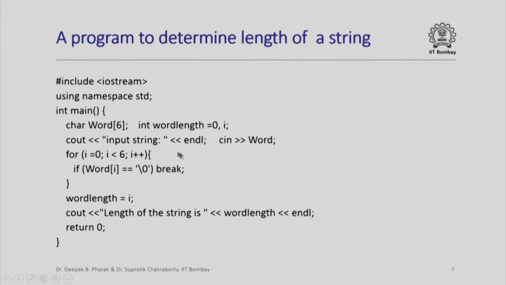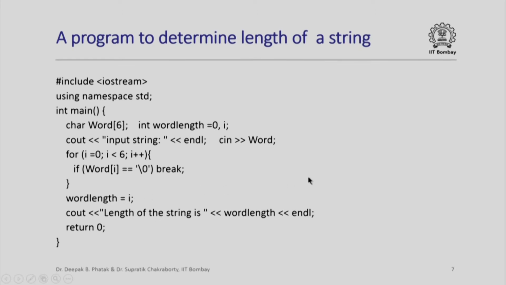So, here we read the input string by simply saying cin word. We now scan the string. We are already familiar with scanning an array. We have an index i which varies from 0 to less than 6, increasing by 1 every time. This is the standard for loop construct for iterating around all elements of an array. All that we do is examine if the ith position of the array word contains a \0. If it does, the string has ended, we break the loop, otherwise we come out of the loop here. Whatever be the value of i at that juncture is assigned to word length. We simply output the length of the string as word length.